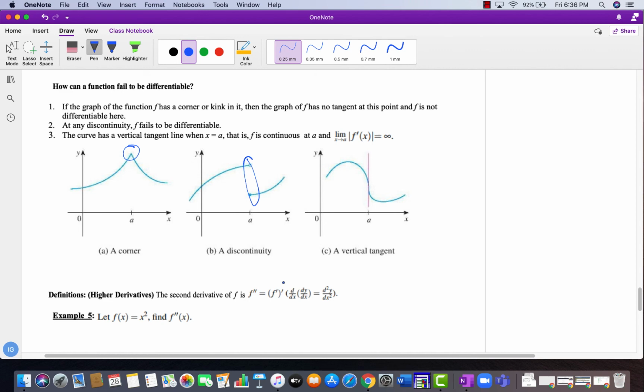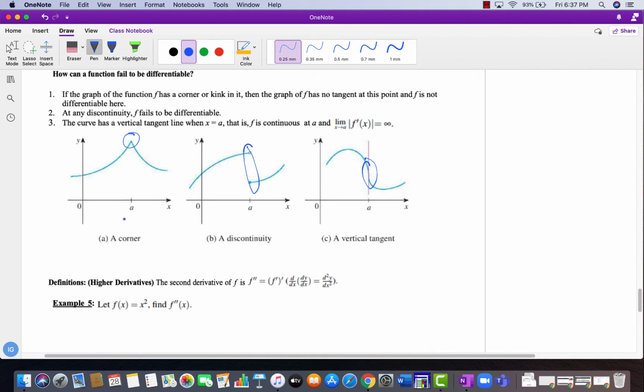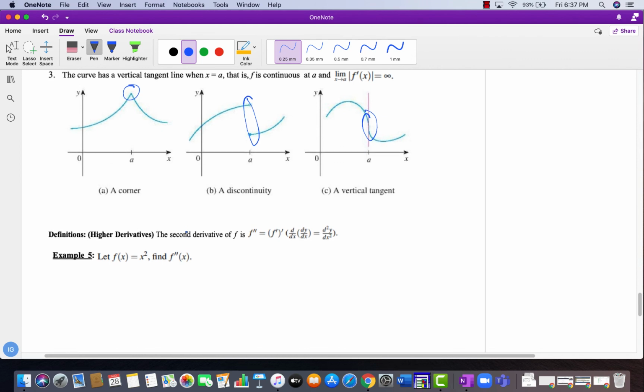And 3, the curve has a vertical tangent line when x is equal to a, that is, if f is continuous at a and the limit as x approaches a of the absolute value of f prime of x is equal to infinity. So here we have a vertical tangent, then that means it's not differentiable, okay? Alrighty then, we're going to show an example where it's not differentiable on example 4. I want to do that in class.